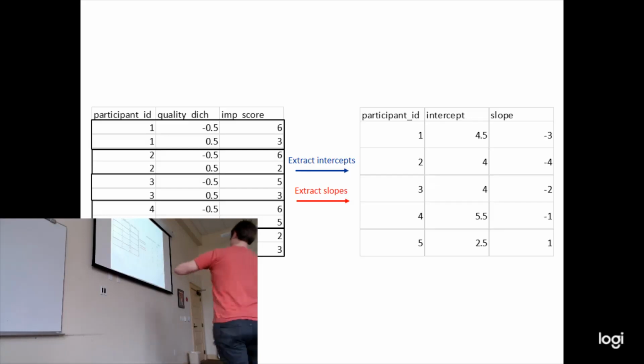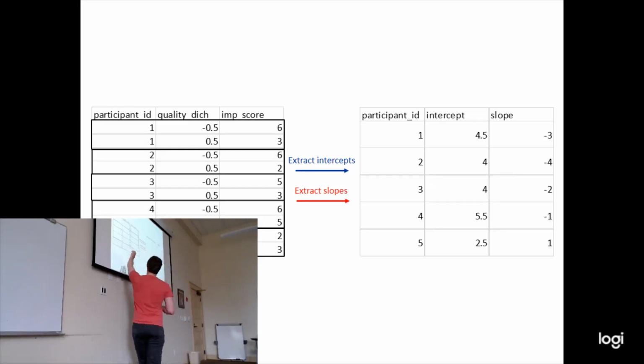I could also represent this data set in a wide way where I'd have one row per participant, one column for that participant's score for the high quality grant, and one column for the low quality grant. So I use that function called spread. Spread would transform this data set from one with 100 rows to one with 50 rows. That's maybe a little bit more familiar.